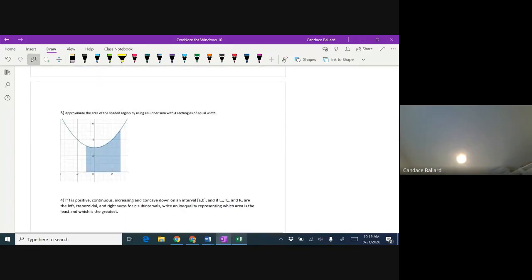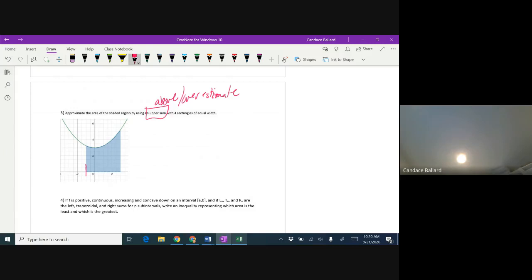Okay. So the next 2 questions are very AP-like. It says it wants us to approximate the area of the shaded region using an upper sum with 4 rectangles of equal width. Okay. So it says upper sum. That means we want it to be above. Okay, we want it to be an overestimate, in what we had kind of learned in our world last year. And it wants me to do 4 rectangles of equal width.